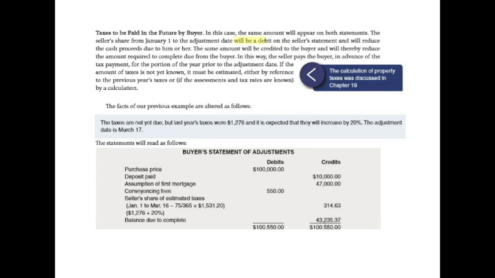If the amount of taxes is not yet known, it must be estimated either by reference to the previous year's taxes or, if the assessments and tax rates are known, by a calculation. The facts of our previous example are altered as follows. The taxes are not yet due. This is the example in blue. The taxes are not yet due, but last year's taxes were $1,276, and it is expected that they will increase by 20%. The adjustment date is March the 17th.